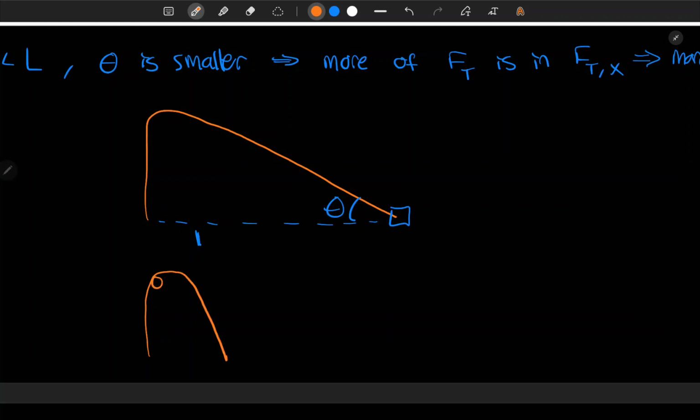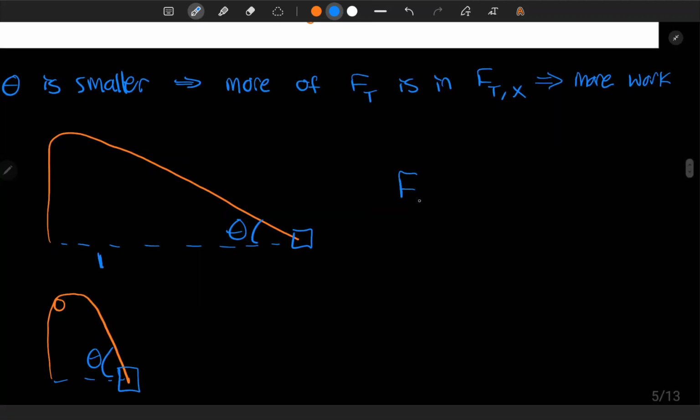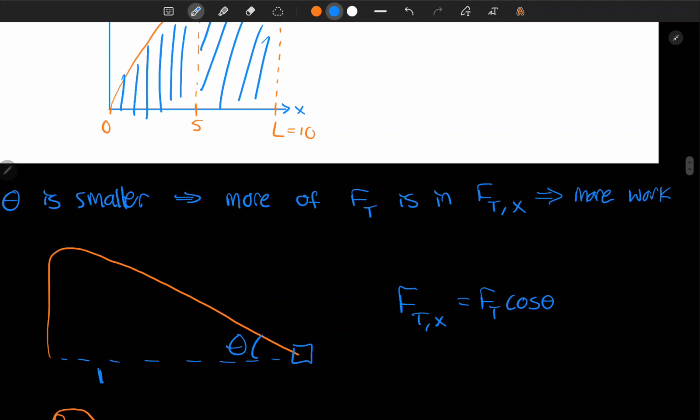Right? So here is the pulley, then you have the mass here, and this theta is much larger. And as F_Tx, the x component of the tension force, is equal to F_T cosine theta. Cosine theta has its largest value when theta is small. So, as theta gets larger, the x component decreases. And that means that the integral of that x component, or the work, is smaller if theta is larger.